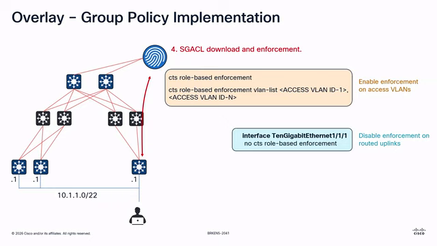So we need to do the opposite. We need to disable it on routed interfaces because routed interfaces are facing the fabric. We don't want any user-facing stuff there. And we need to enable it explicitly per access VLANs. That would be our normal VLANs that are facing the users. Okay?